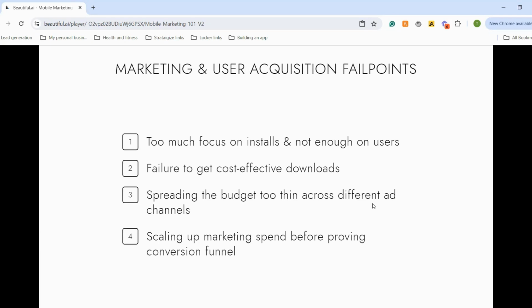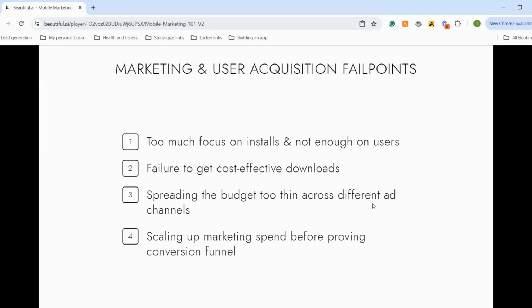If you're going to third-party ad networks, or putting ads in different countries that have lower-tier traffic in terms of likelihood to convert into a paying customer, you're getting more installs, but you're not actually building up the paying user base. So you want to be focused on building out paying customers, not so focused on the vanity metric of installs.